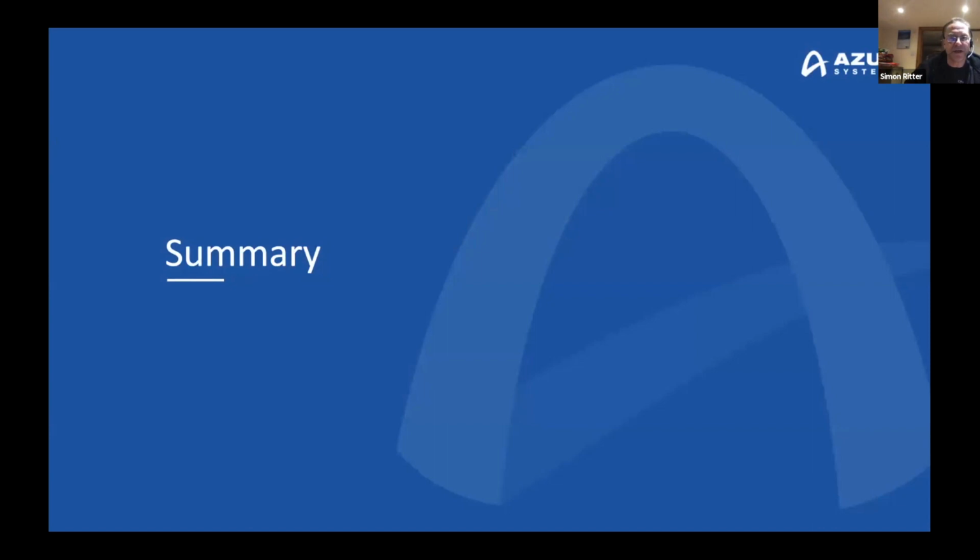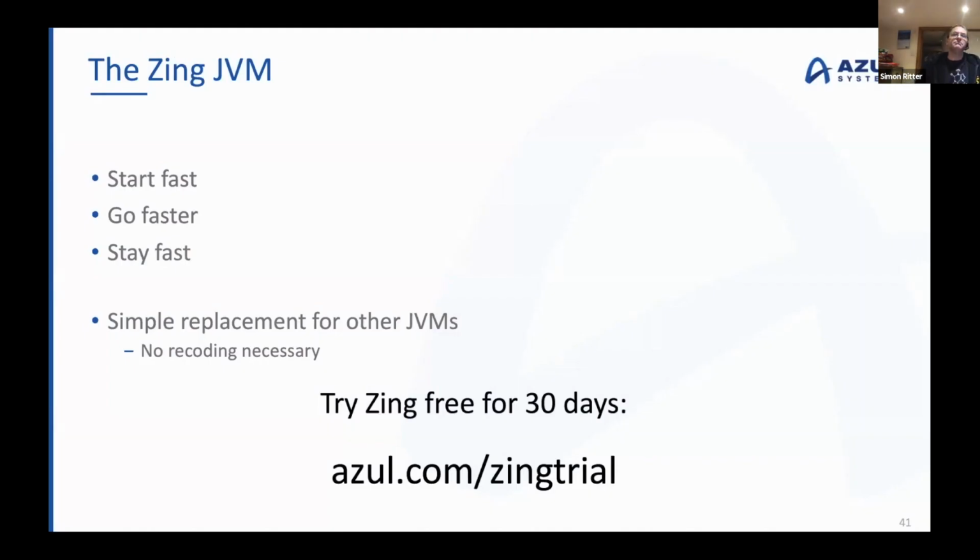So just to summarize then, essentially Zing JVM is all about starting fast, so using ReadyNow to get the application running as quickly as possible, going faster, and so using Falcon to generate more heavily optimized code that gives you a higher level of overall performance, and staying fast from the point of view of avoiding those garbage collection pauses. Again, the key thing about this is it is a simple replacement for the other JVMs, no recoding necessary.